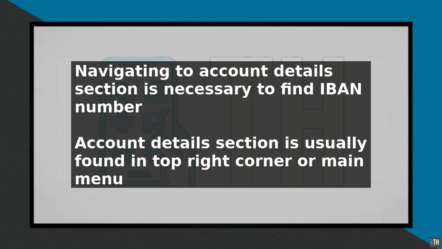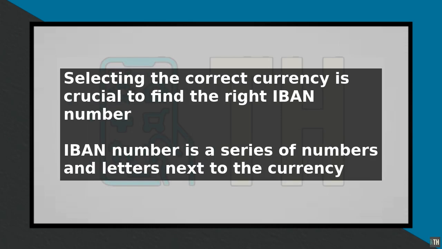In the Account Details section, look for the currency for which you want to find the IBAN number. Wise supports multiple currencies, so make sure you select the correct one. Next to the currency, you will see a series of numbers and letters. This is your IBAN number.